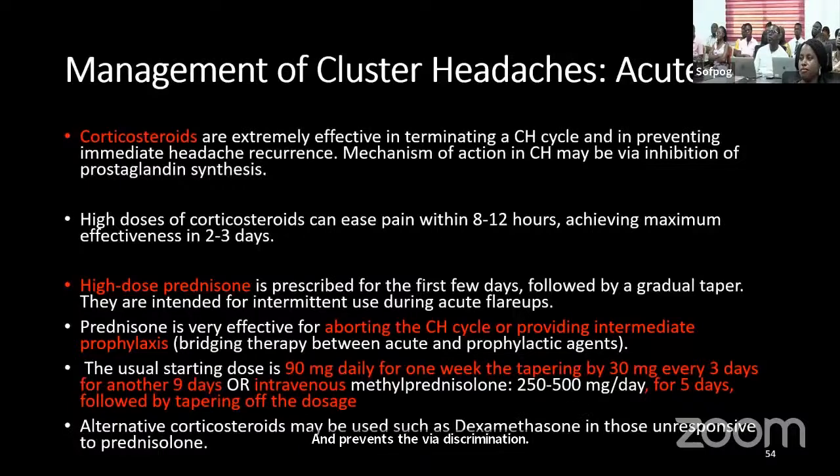Corticosteroids are also very effective in terminating cluster headache cycles, and they prevent the immediate headache recurrence. High-dose prednisolone is usually given over a period, started at 90 milligram and tapered off by 30 milligram every 3 days for another 9 days. Methylprednisolone IV can also be given at the dose of 250 to 500 milligram daily for 5 days, followed by an oral tapered dose over about 1 week.